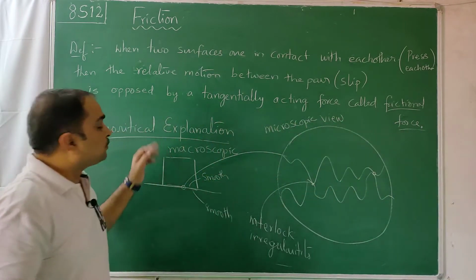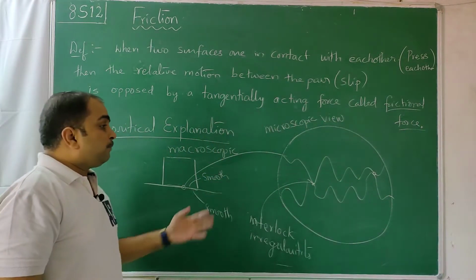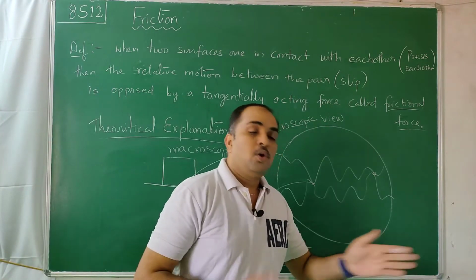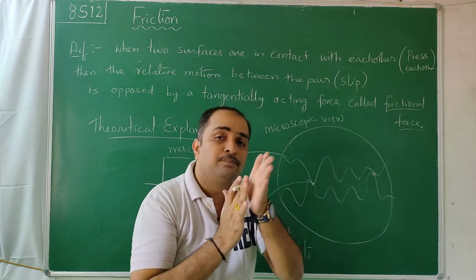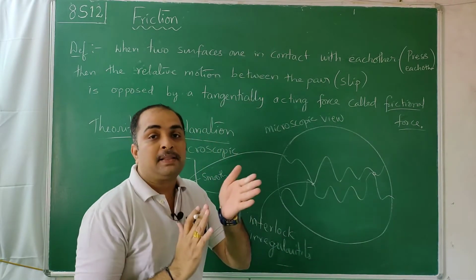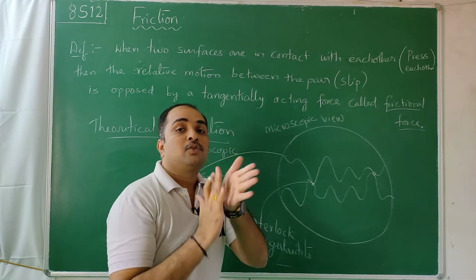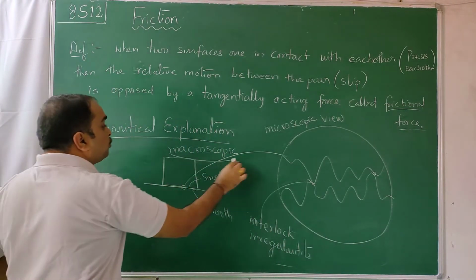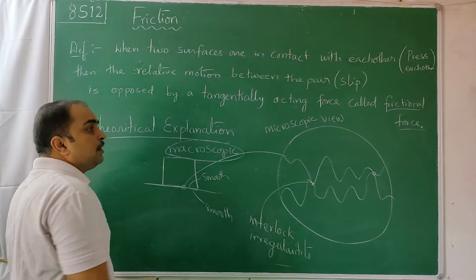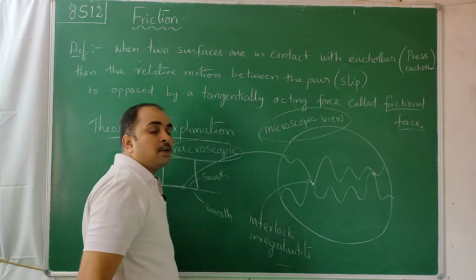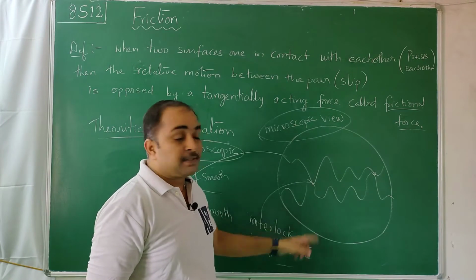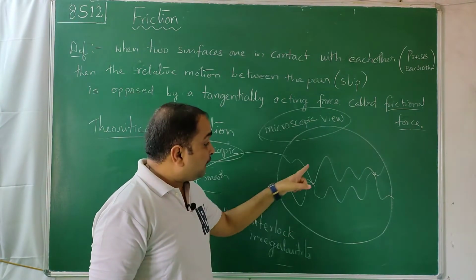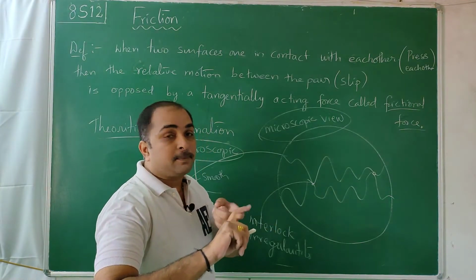So what is the theoretical explanation? Why is friction coming into play? When the two surfaces are very smooth, one should easily glide over the other. But that gliding is not happening. They are stopping. So interlocking is happening. Visibly you don't have anything, so at macroscopic level, they are smooth surfaces. At microscopic level, they are rough surfaces. Not only rough, they have irregularities. Not only that, the irregularities interlock at certain places.